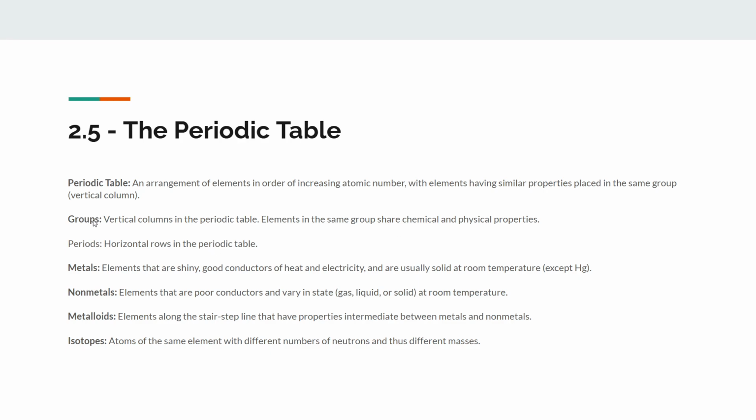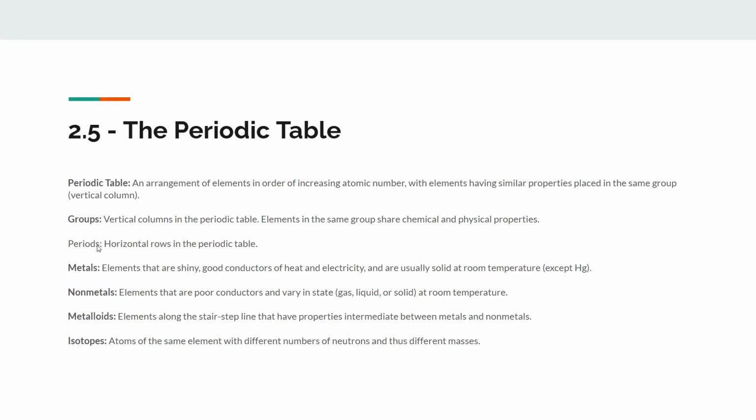And so we see here that groups are just vertical columns in the periodic table. So groups are going to be downwards. I'll show it later. And elements in the same group share chemical and physical properties. If you guys don't know what vertical is, it's up to down or down to up. So elements in the same group typically share the same chemical and physical properties as mentioned. Groups are also called families, and I'm pretty sure you're gonna hear families more, but they're the same thing. Groups and families are pretty much identical.